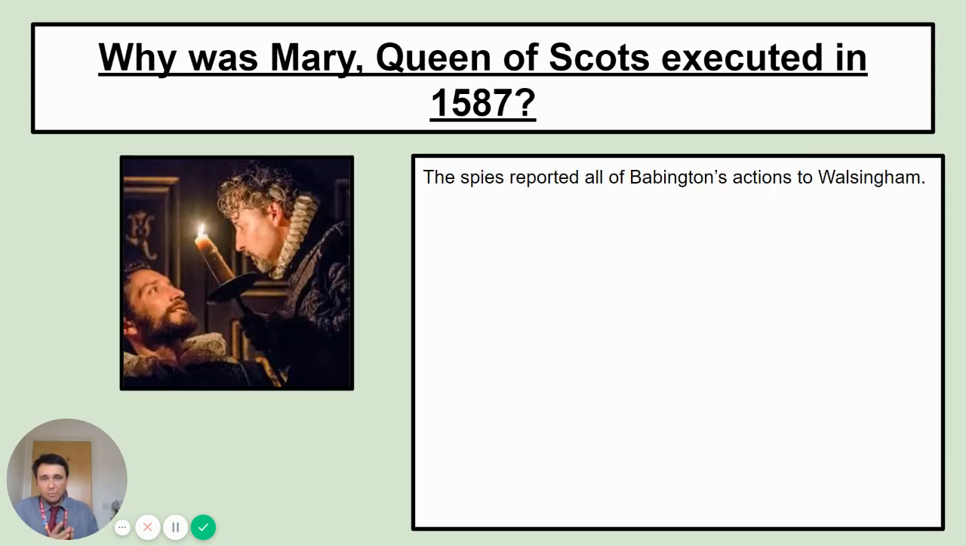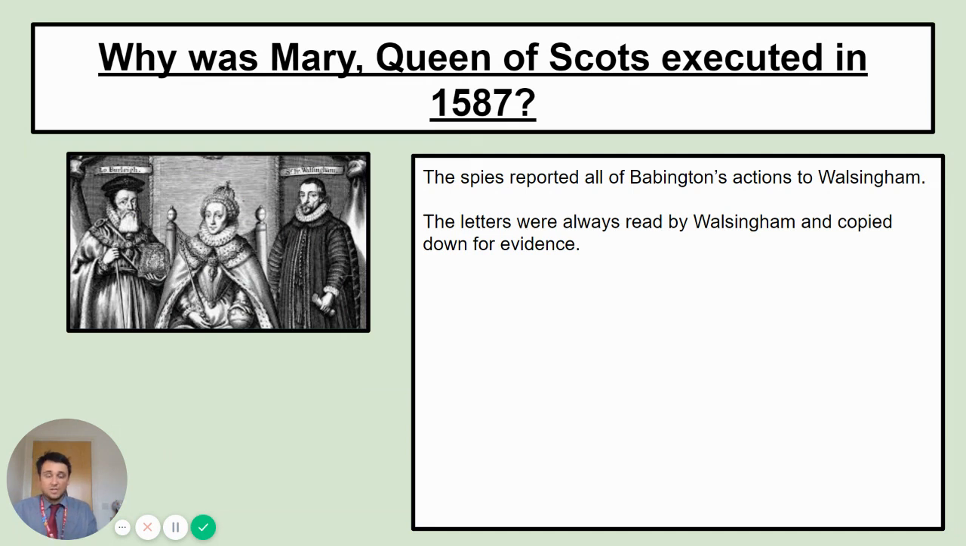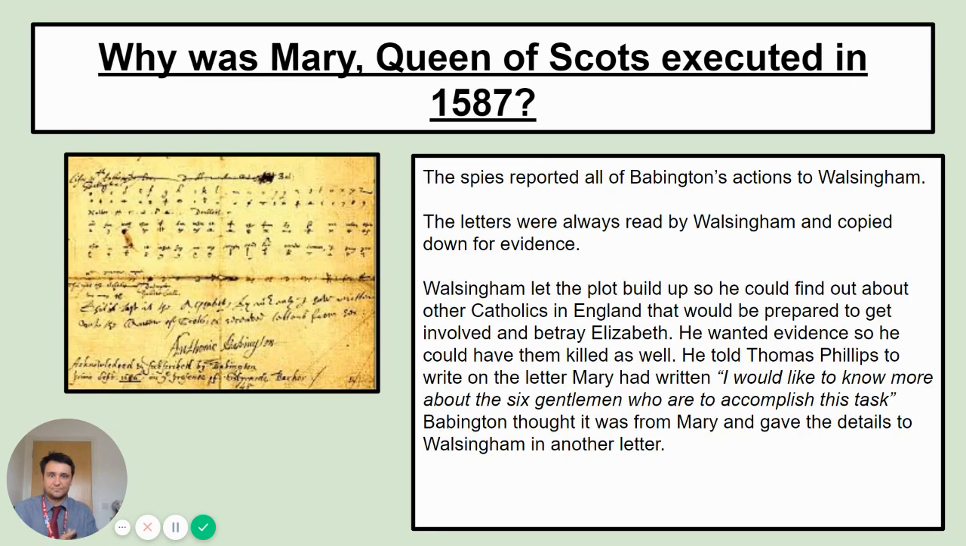The spies report all of Babington's actions to Walsingham. He knows exactly what's going on. He knows what letters are being written. He knows when they're being delivered. He knows what Babington's planning. Walsingham has read the letters. He's copied them down for evidence for when this goes to court. So he can prove, he's got evidence Mary, Queen of Scots, wants Elizabeth dead.